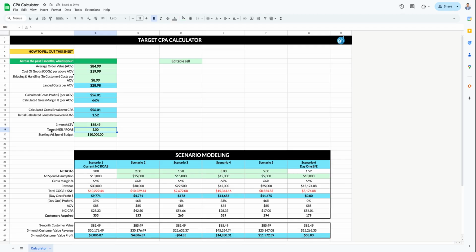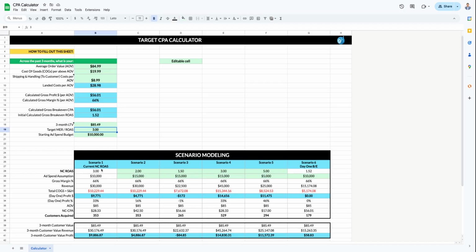And then let's figure out that our target marketing efficiency ratio, or our target return on ad spend, is going to be 3. And your starting ad budget, let's just start at $10,000. In your head, you can play with this to be either monthly, or you can do this as every 3 months. However you want to track or think of this, I'll explain that here soon.